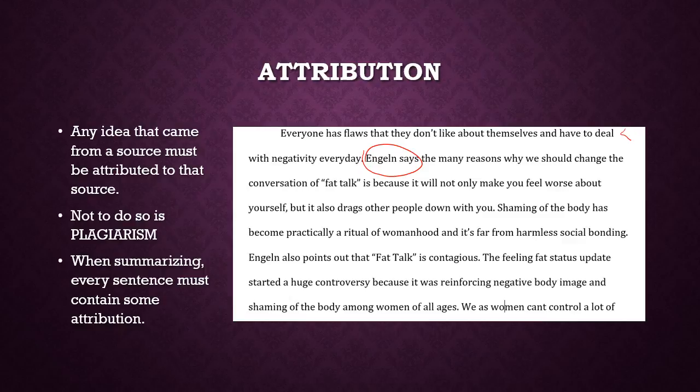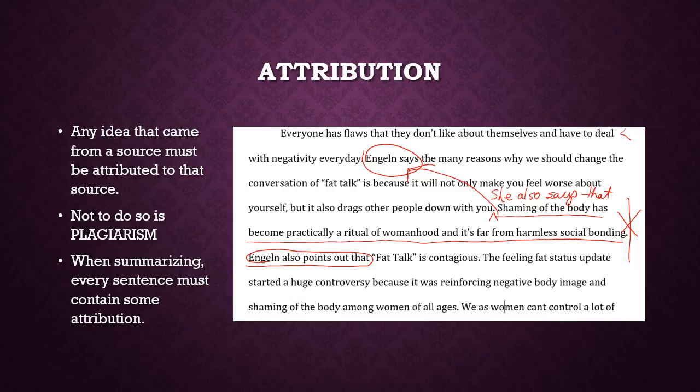But then look at this next sentence. Shaming of the body has become practically a ritual of womanhood and is far from harmless social bonding. This sentence has no attribution. This did come from this source, but it doesn't sound like it. It sounds like this is her idea, but it's not. So this also needs, she also says that shaming of the body has become practically a ritual of womanhood. Angelin also points out that, see, there's some more attribution, which is good.